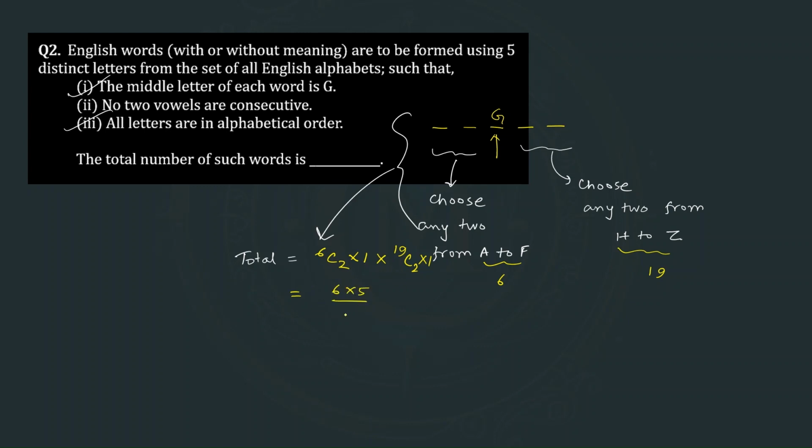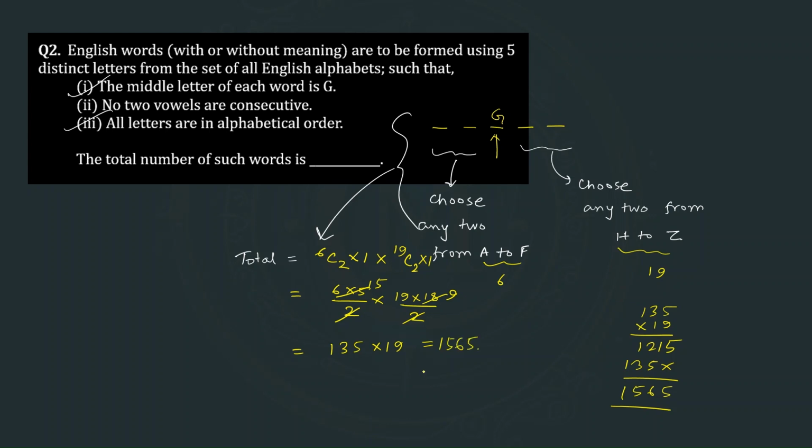So this is equal to 6 into 5 by 2 into 19 into 18 divided by 2, and if we calculate this, it will become 15, then this will become 9. So it comes out to be 135 into 19. So 135 into 19 comes out to be, sorry, this will be 2565. This is the total number of words that are satisfying condition 1 and condition 3.